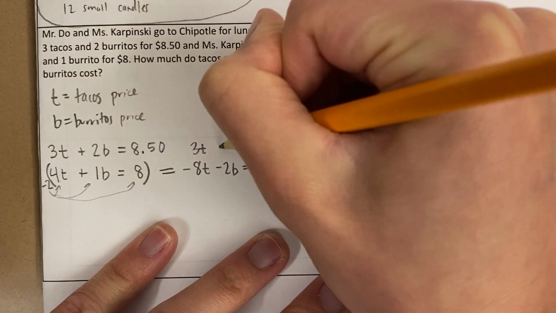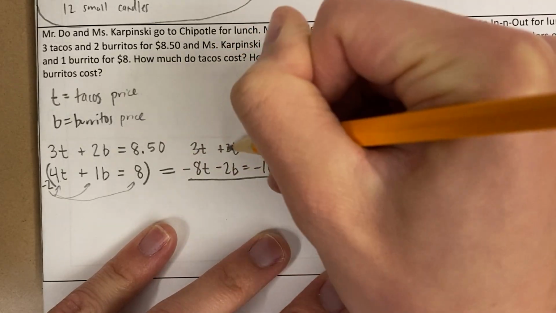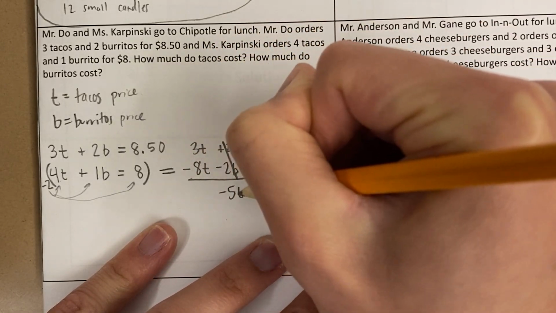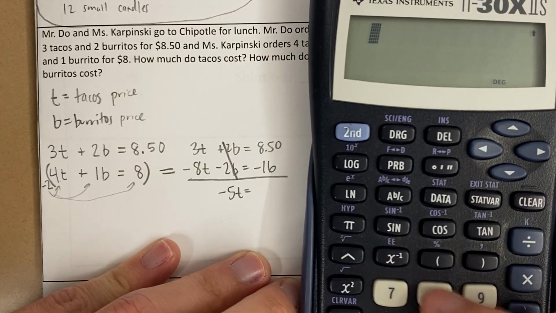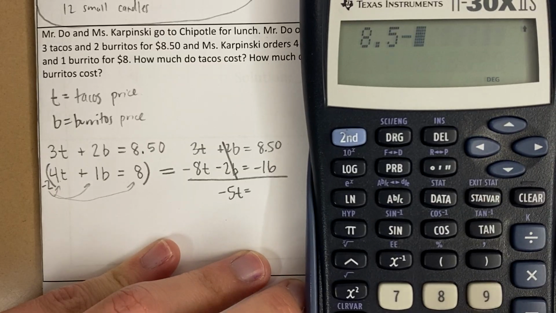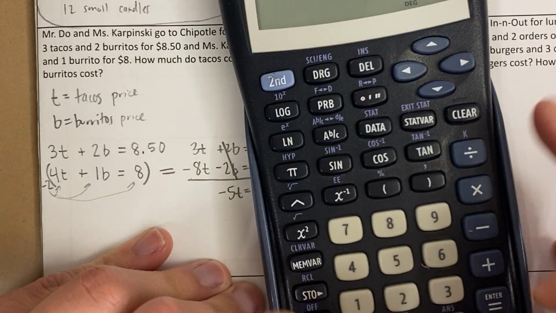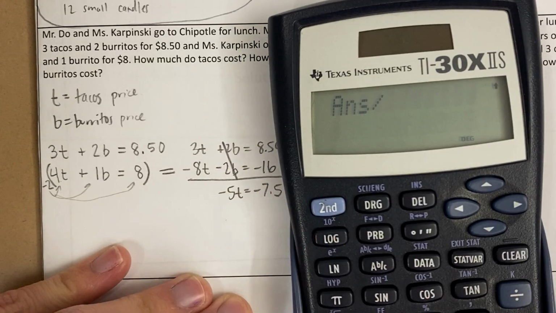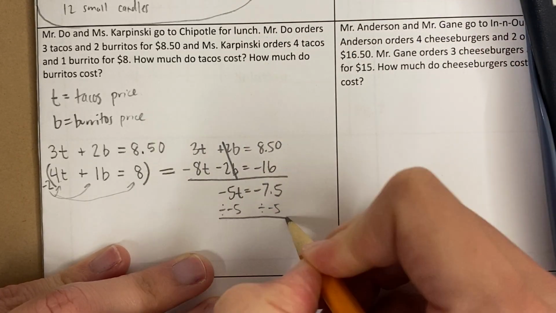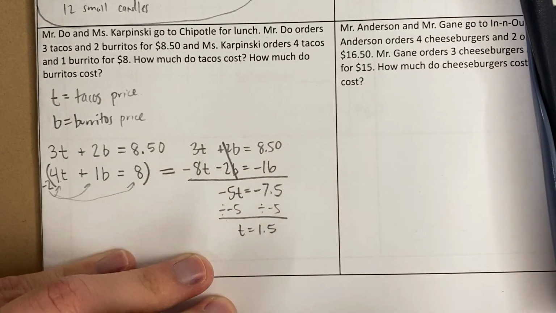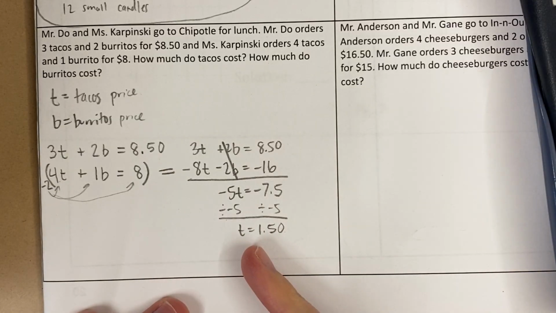And I'm just going to copy this guy right on top. And I'm going to use my calculator, because this is going to be a decimal, and it's a pain. So I'm not going to deal with it. So this is 8.5 minus 16. So that's -7.5, which I'm then going to divide, right? I'm dividing on both sides by -5. And I get t equals 1.5. Now, I know that we're talking about prices. So I know that I'm going to add a 0 to this and make it $1.50. So a taco is $1.50.